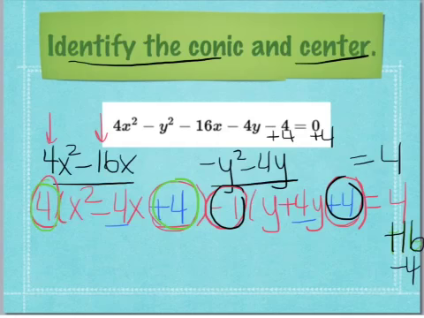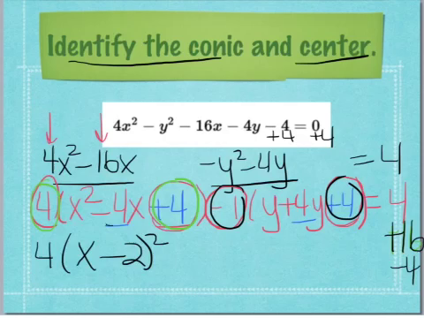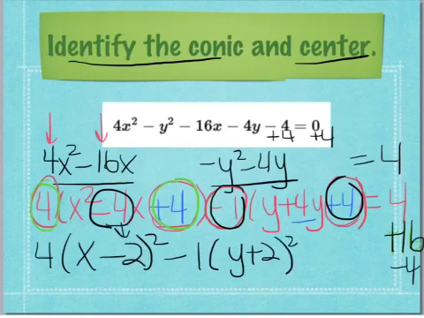So we get 4, and then we get x minus 2 squared. When we factor that, remember that half of b goes here, minus 1, and then y plus 2 squared. Again, because we take half of 4 and put that there. And then the right-hand side becomes 4 plus 16, which is 20, minus 4, which is 16.